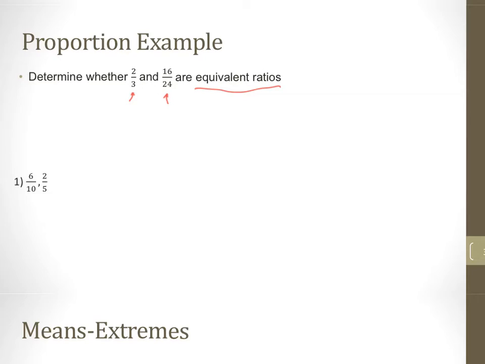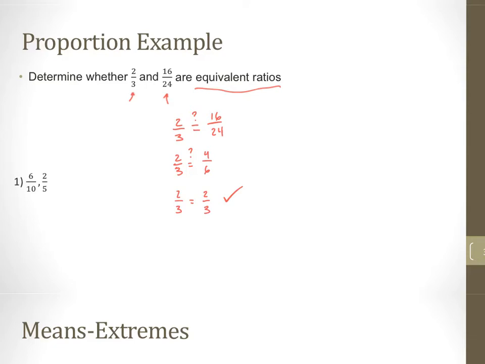Now, the first way you figure this out is to see if these two simplify into the same fraction. So I have 2 over 3. And that can't be simplified any further. And I want to know, is it equivalent to 16 over 24? Well, now I can reduce 16 over 24. I can actually reduce that by 4. So 2 over 3, 4 over 6, and that can go further. 2 over 3 is equal to 2 over 3. Yes, it is. These two things are proportionate.